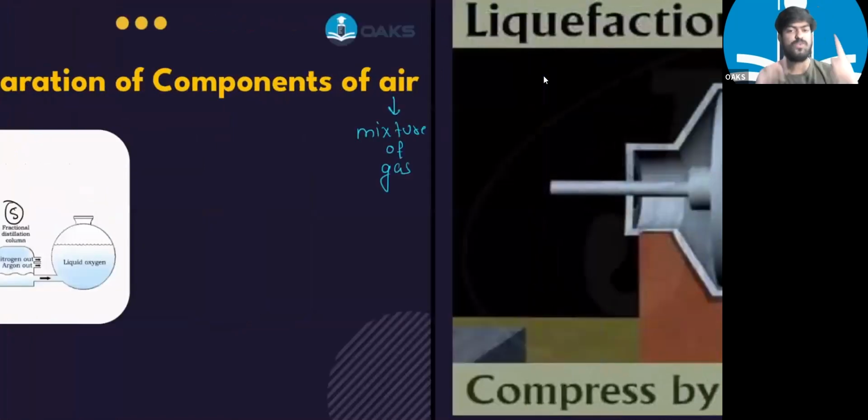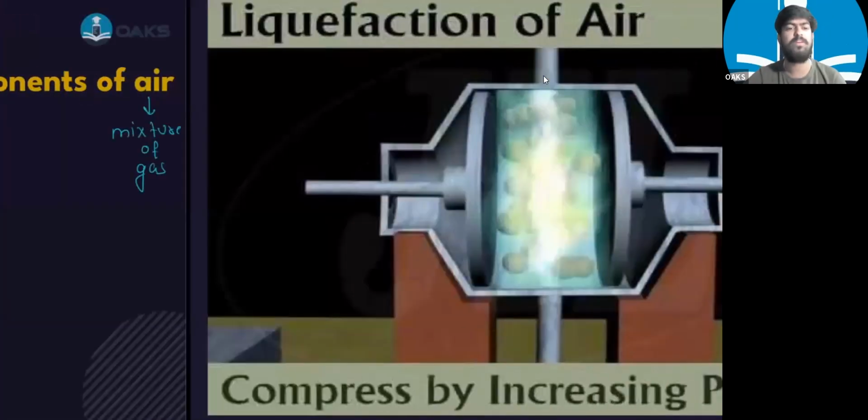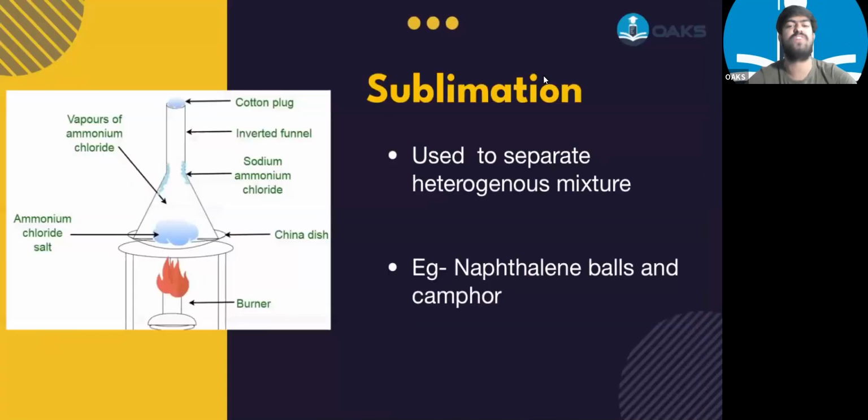Now, next we have one more process, which is sublimation, and this is very, very easy. Do you remember sublimation? The process of conversion of a solid substance into a gaseous substance, yes or no? Yes, sir. There is no liquid state in between. You remember this? Yes, sir. So this sublimation is used to separate heterogeneous mixtures.